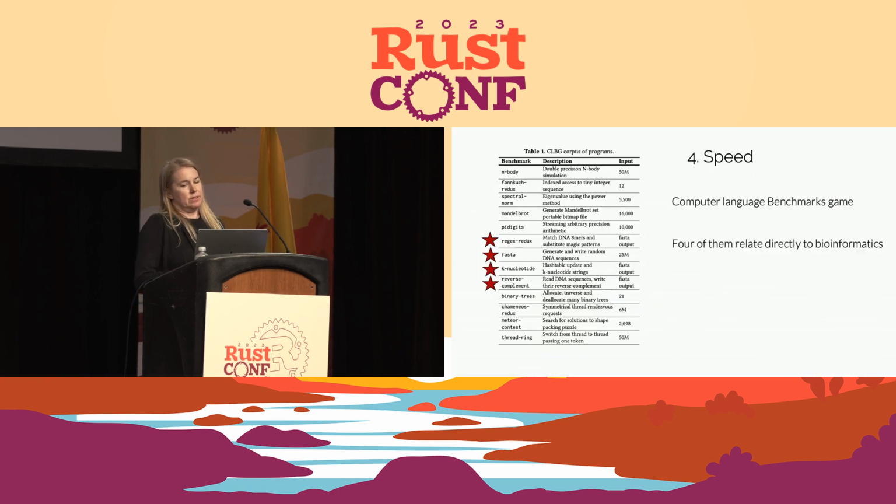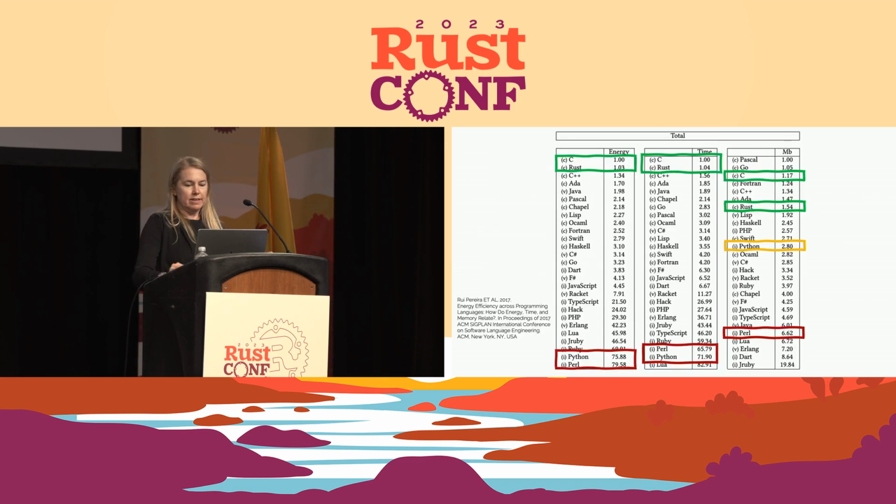But one of the major things which is really appealing about Rust is its speed. For example, in the computer language benchmarks game, 4 of those related directly to bioinformatics. They are generating and writing random sequences, writing their reverse complement, and hash table update and k-nucleotide strings. And when I was looking at this table, I was really struck by how well Rust is performing compared to Python and, of course, Perl.